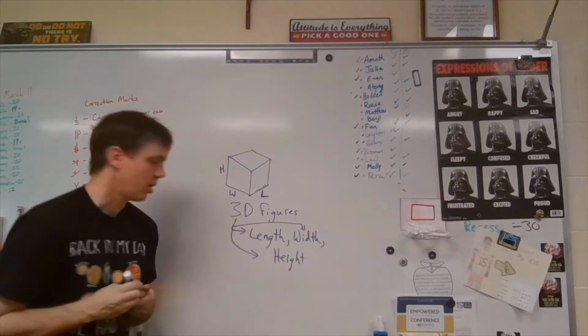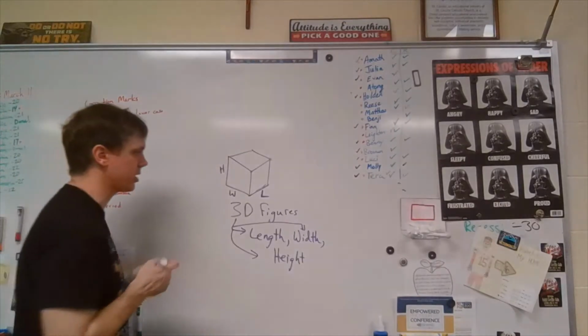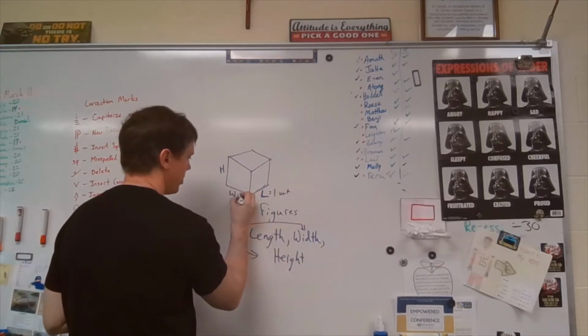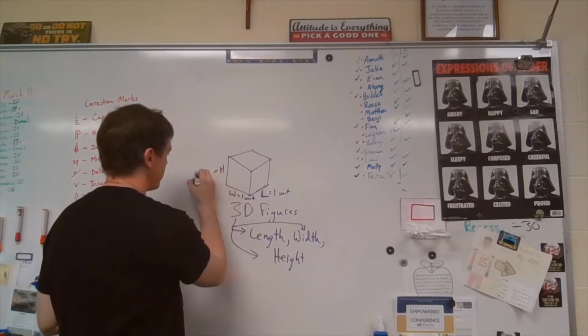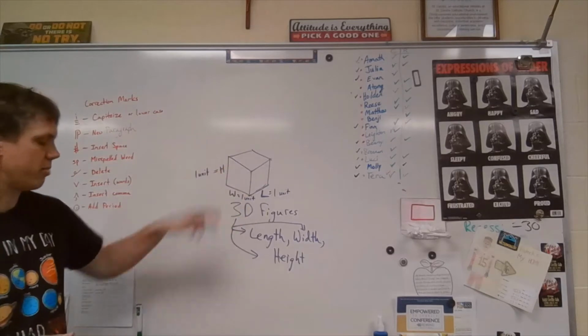There. Okay. So when we talk unit cubes, basically we're just saying that the length is equal to 1 unit, doesn't matter what type of unit. The width is equal to 1 unit. And the height is equal to 1 unit. Okay? So 1 by 1 by 1.